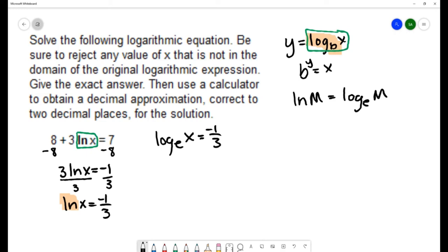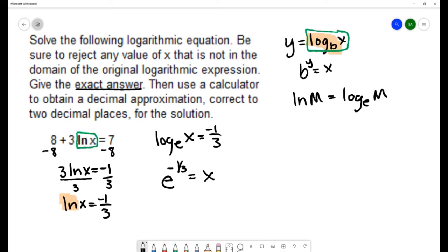Now we can write this as an exponential equation. We're going to use the base of e, the exponent of negative 1/3, equals what's inside the log, which is x. So we have our solution here. The exact answer is x equals e to the negative 1/3.